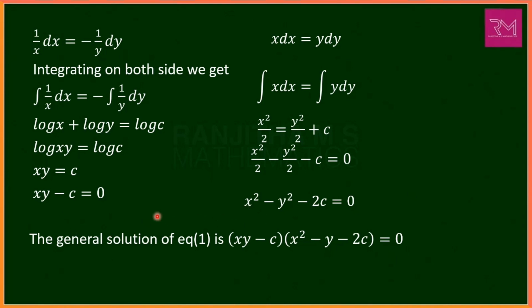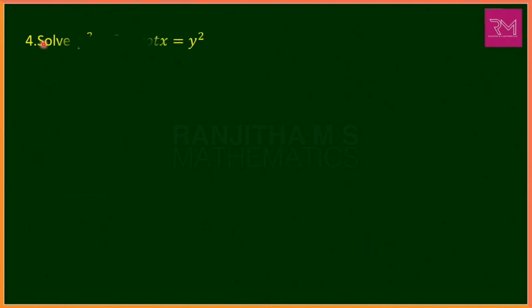these two values and equating to 0, we get (xy − c)(x² − y² − 2c) equal to 0. So this is the general solution for equation 1. This completes the problem. Here we have another problem.